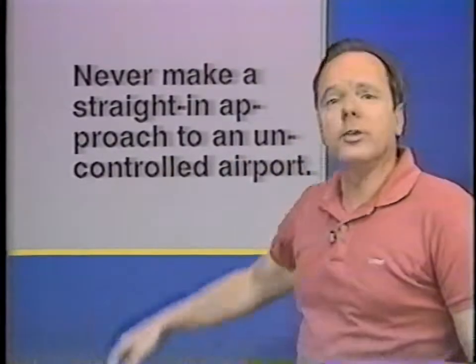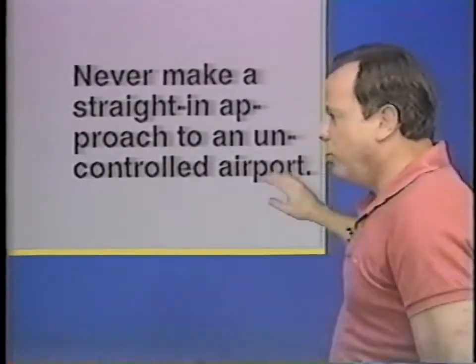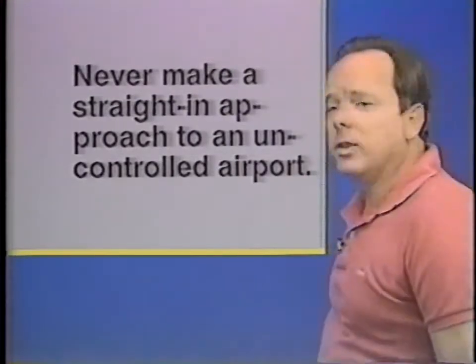First of all, the highest probability, statistics indicate, of mid-air collision risk is one aircraft overtaking another aircraft or descending atop another on straight-in approaches to an uncontrolled airport. If you want to know where mid-airs occur, the general public thinks mid-airs occur while you're flying along. No, mid-airs occur at airports, and generally at uncontrolled airports, and normally with airplanes making a straight-in approach to an uncontrolled airport.